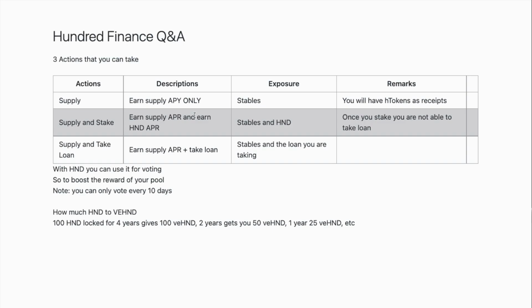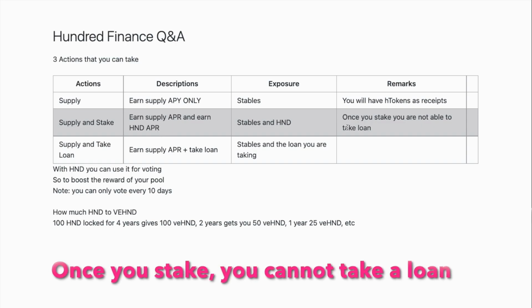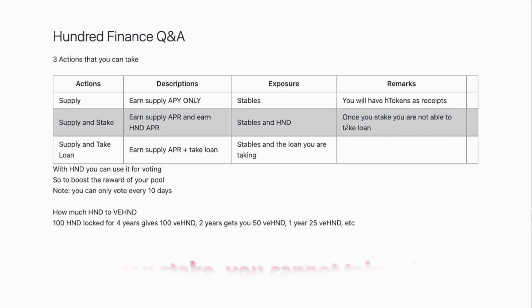Now back to this table. So I clear 1 and 2, so supply and stake, and that is how you can earn veHND. But you have to take note that once you stake, you will no longer be able to take a loan. If you want to take a loan, you can only supply and take a loan. Now let's go back to an example.